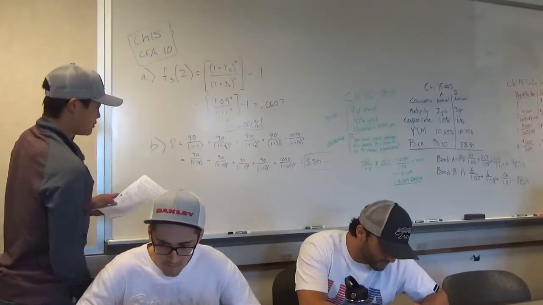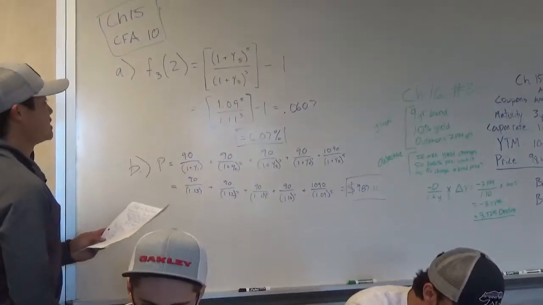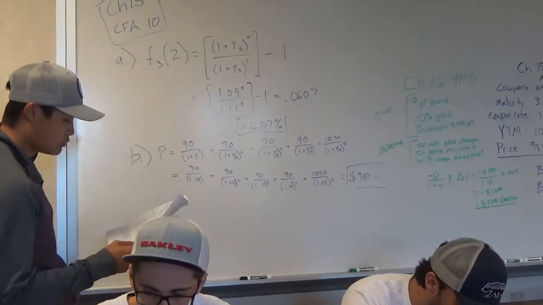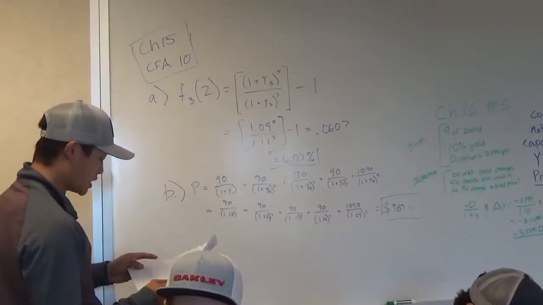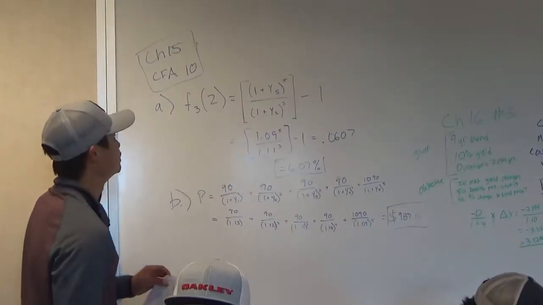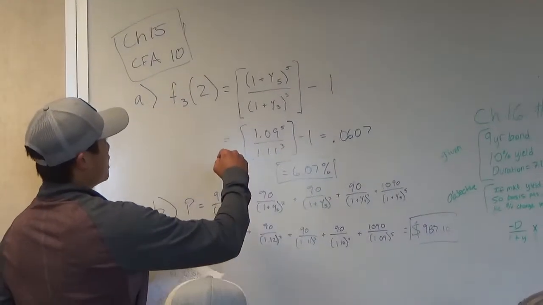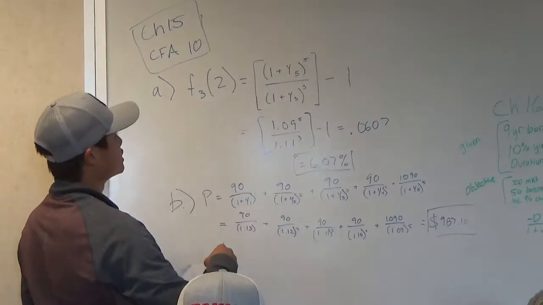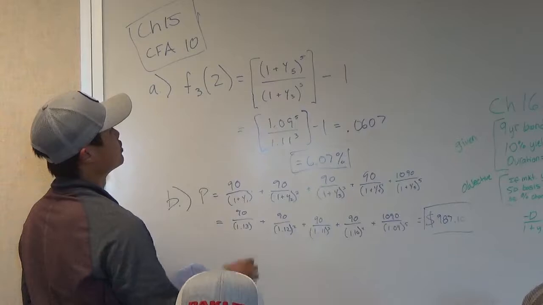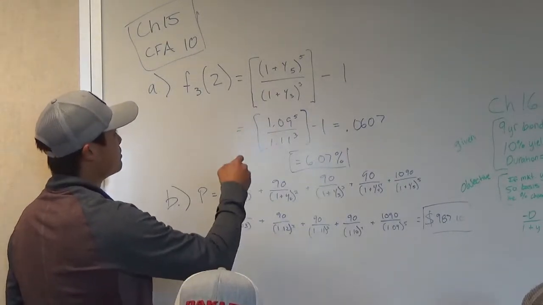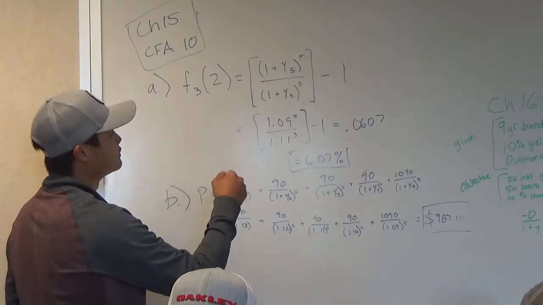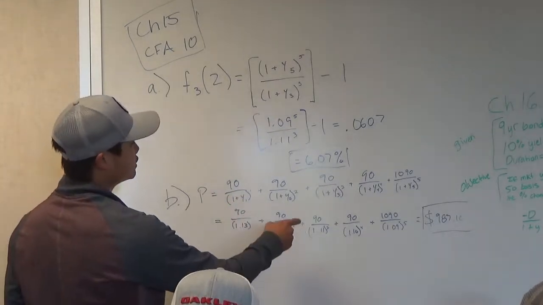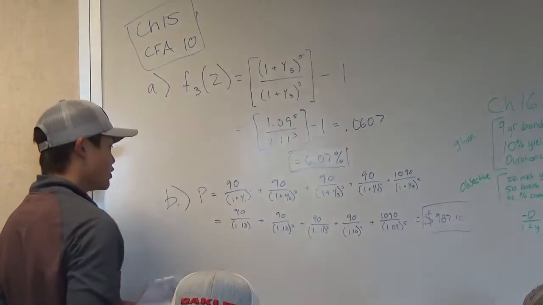So this is chapter 15, CFA 10. For part A, you're trying to find the two-year implied forward rate for a deferred loan beginning in 3 years. So what you do is you take one plus the spot rate of interest for year five, to the power of five, divided by one plus the spot rate of interest for year three to the power of three, minus one. You do all the calculations, comes out to 6.07%.